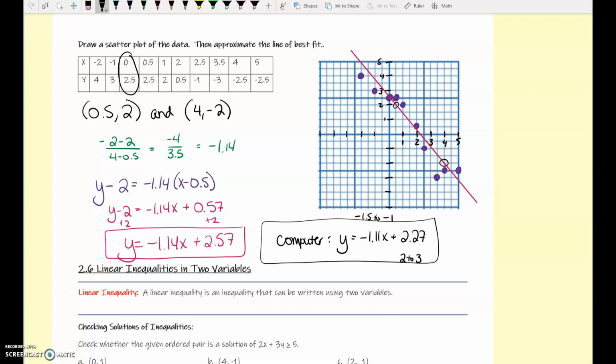So my equation was -1.14x plus 2.57. The actual computer answer is -1.11x plus 2.27. So my line's pretty good. I would say an acceptable slope range would be -1.5 to -1, and an acceptable y-intercept range would be anywhere from like 2 to 3.